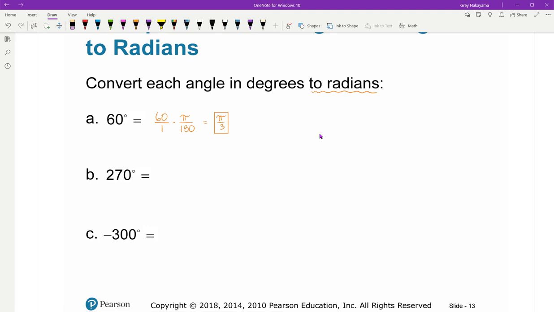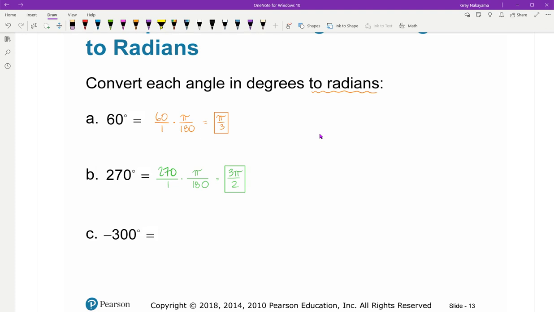That's how you use your calculator to do it. Okay, the next one, 270. I need to go to radians, so pi is going to go on top. And again, put 270, fraction bar, 180 in your calculator. It will tell you 3 over 2, but you've got to put the pi back in, so it's 3 pi over 2.